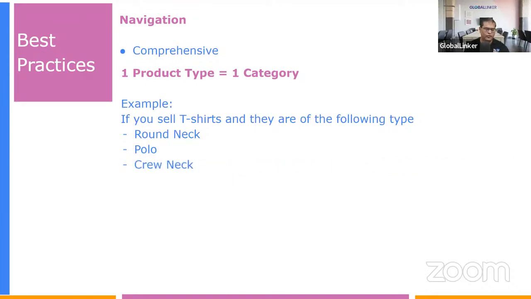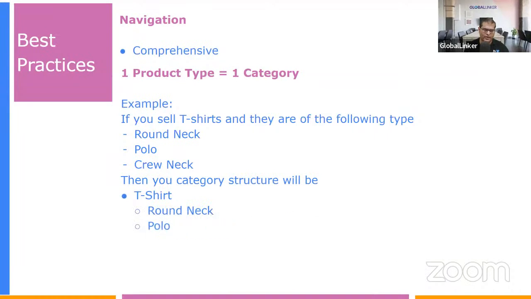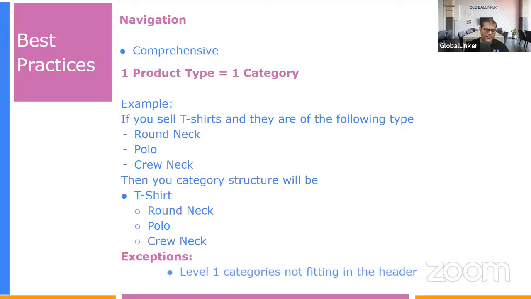Now, what should be your navigation? You should have t-shirts, and then subcategories of round neck, polo neck, and crew neck t-shirts. So that's how you should categorize it. For each product type, you have one category, and that is basically a thumb rule that you can follow. But there are exceptions to it, as I mentioned earlier. And what are these exceptions?